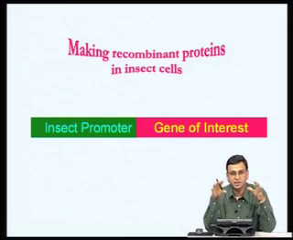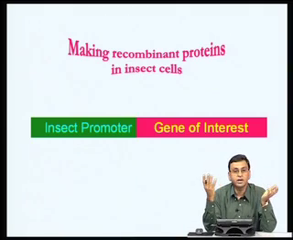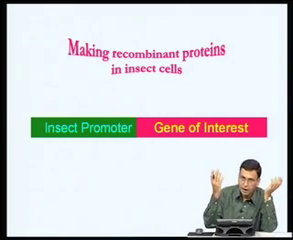So, having discussed at length how you can express proteins in yeast cells, let us now spend some time to see how you can make recombinant proteins in insect cells. Again, the principle is the same.